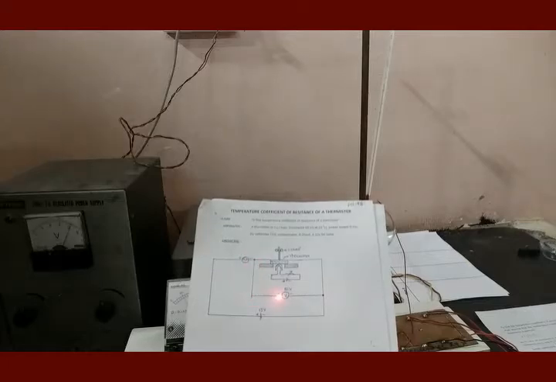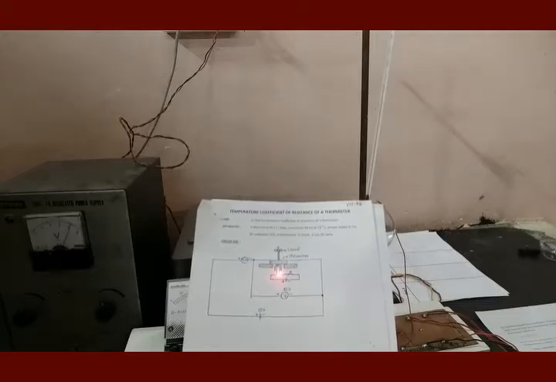Let me explain the circuit diagram. This is the power supply. The negative of the power supply is connected here to the negative of this 15 volt voltmeter and to one terminal of the thermistor. The positive of this 15 volt voltmeter is connected to the positive of the milliammeter. The negative of the milliammeter is connected to the other terminal of the thermistor, and the same is connected to the positive of the 12 volt power supply.